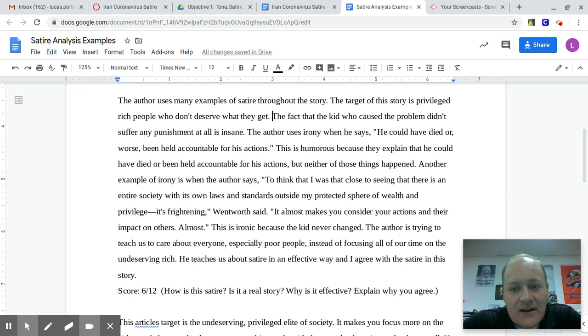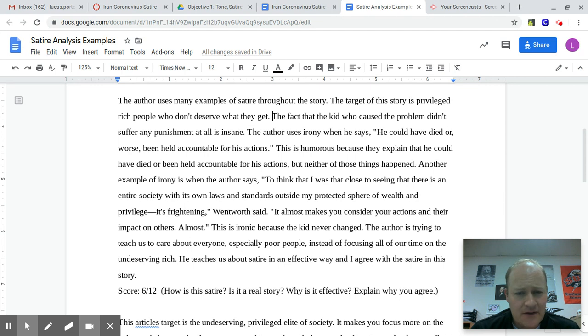The author uses irony when he says he could have died or worse, been held accountable for his actions. This is humorous because they explain that he could have died or been held accountable for his actions, but neither of those things happened, which you'd expect to. So that's what makes it ironic: you would expect that to happen, but it didn't happen. So I explained that right there for this student. The student should have explained it to me.